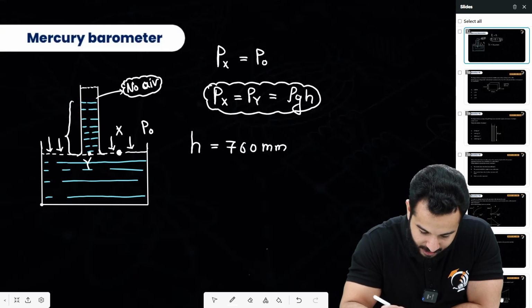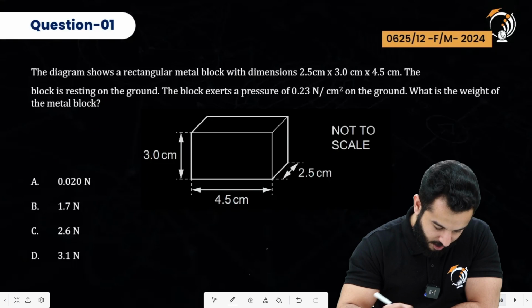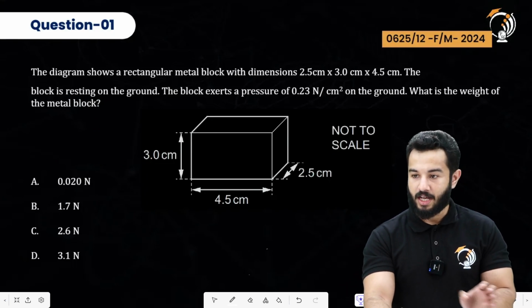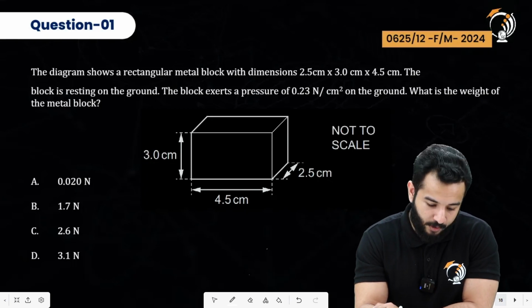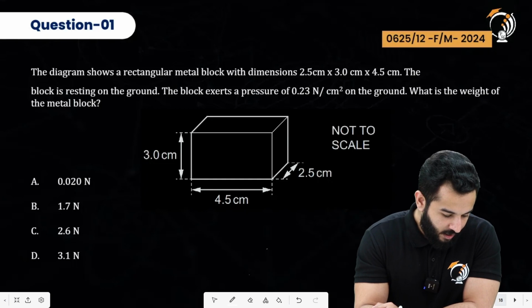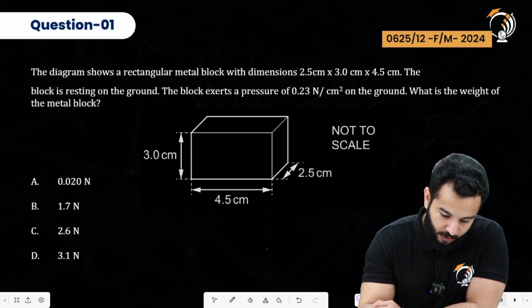Now after this, let's solve some questions regarding these concepts. The first question is from the 2024 paper of the February March series. The diagram shows a rectangular metal block with dimensions 2.5 centimeter by 3 by 4.5. The block is resting on the ground. The block exerts a pressure, so they have given us the pressure.